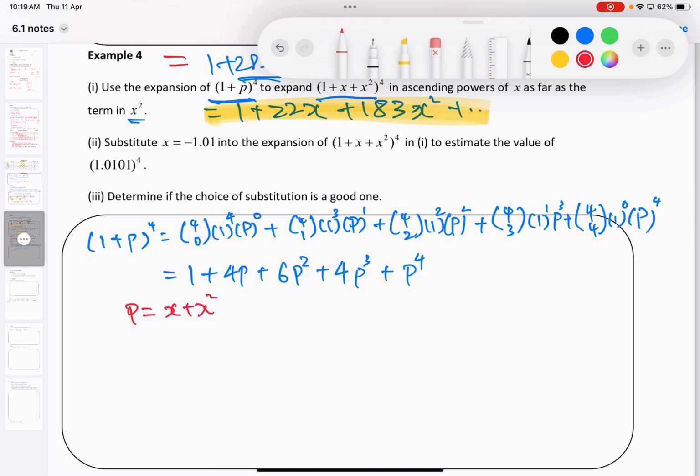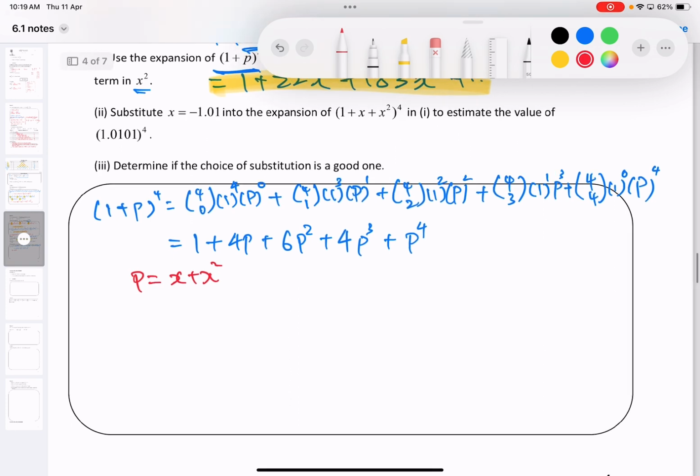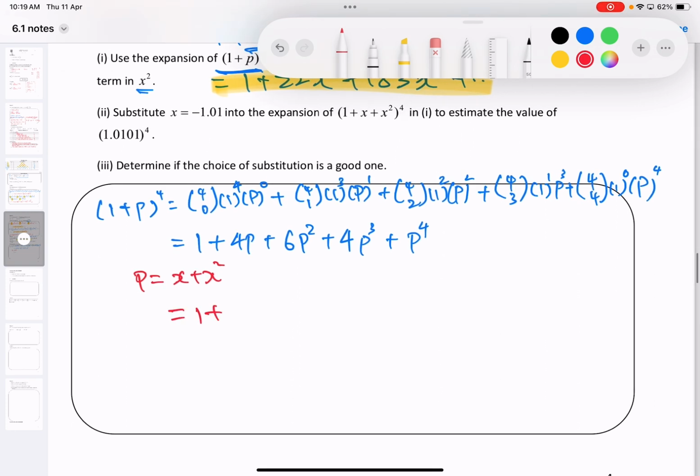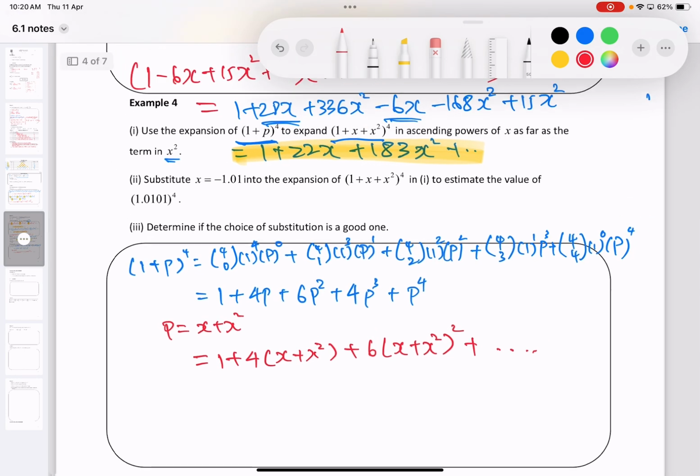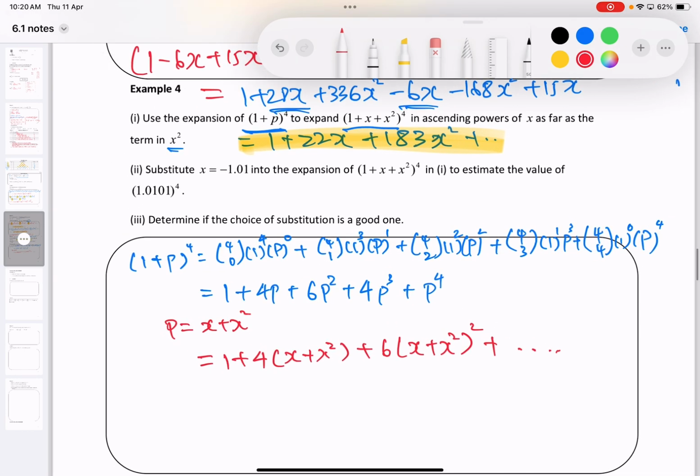So all we have to do is substitute this inside the above. So the expansion of it is 1 plus 4, whenever you see p, replace it with x plus x squared, plus 6 times x plus x squared, plus, here you don't have to continue anymore. Why you don't have to continue? Because they only want you to expand as far as the term x squared. Because anything that is cubed will not give you x squared anymore. So we can stop over here.